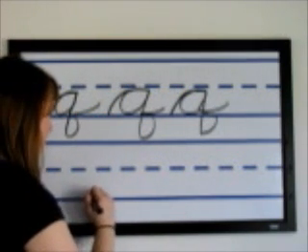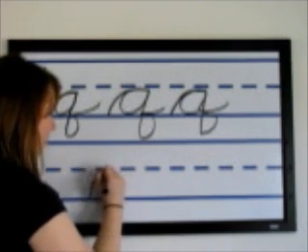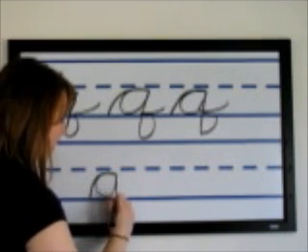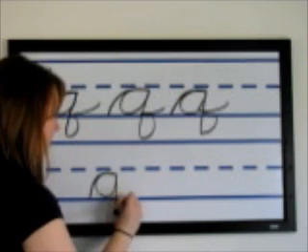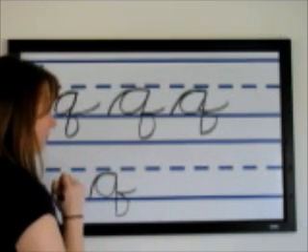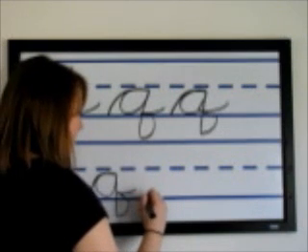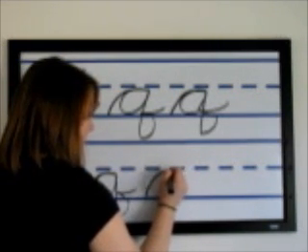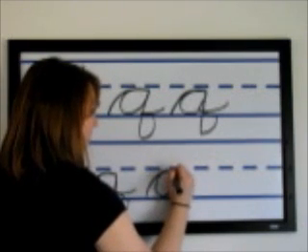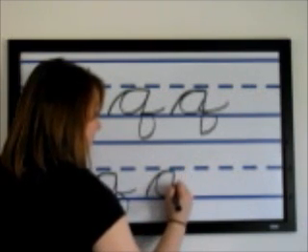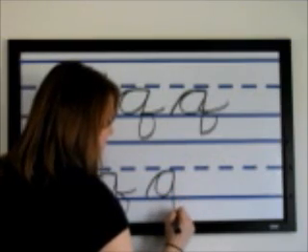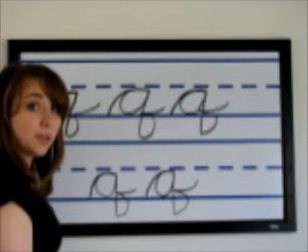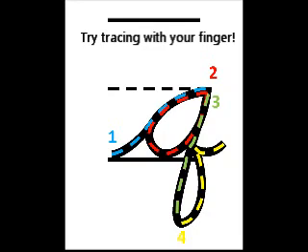Let's do it again. Starting at the bottom, curve up, down and around, meeting it, down to the bottom line, past the bottom line, and meeting it up at the top. One more time. Down to the bottom line, up to the middle line, curve down and around, down to the bottom line, past the bottom line, curve back, and there you go. You have your lowercase letter Q.